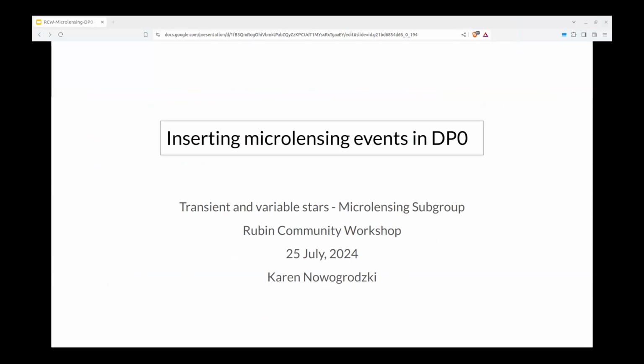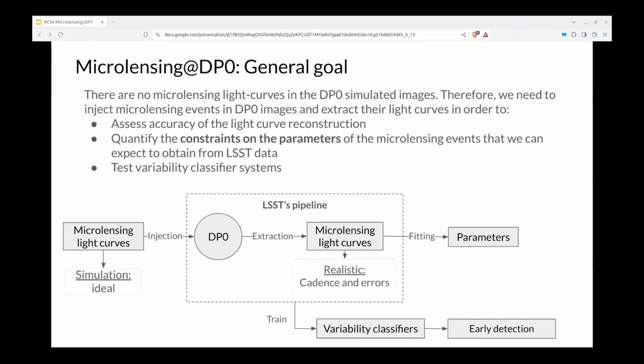Well, hello, I'm Karen Nowogrodzki, and I've been working on the insertion of microlensing events in the DP0 simulation with the microlensing subgroup. I'm doing my PhD with Martin Makler at UNSAM. Our goal is to understand and quantify the constraints we can expect to measure on the parameters and characterization of the light curves by assessing the reconstruction of the light curve with the LSST pipeline.